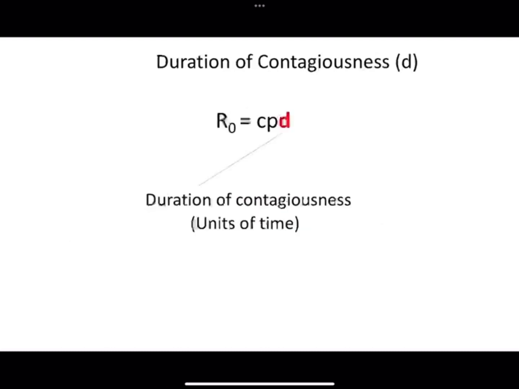So duration of contagiousness, that's pretty understandable. It's just the number of days or weeks or whatever your unit is that you're capable of transmitting the infection. And that's necessary because of the units of C, just because it's contacts per time. You need to close the gap as far as getting time elsewhere in that equation.